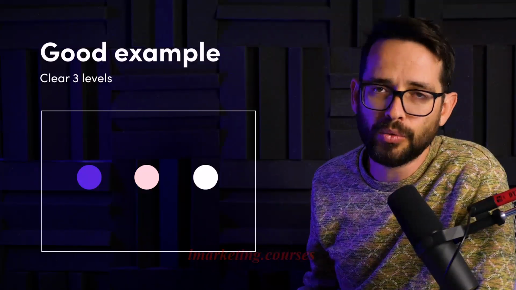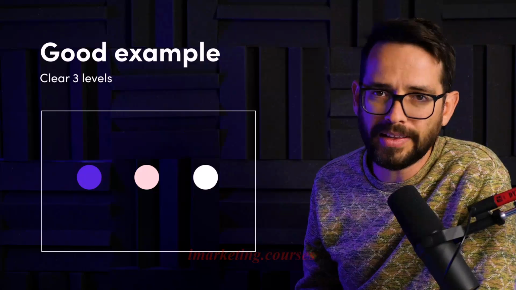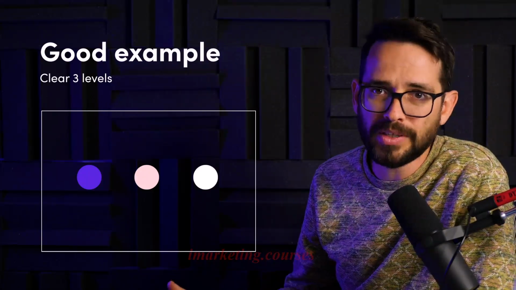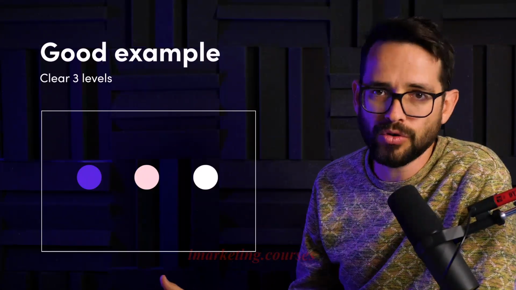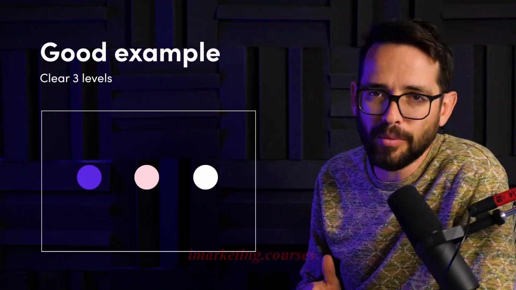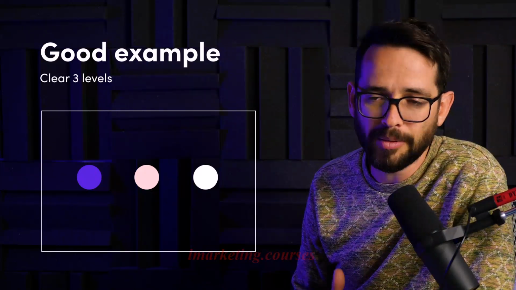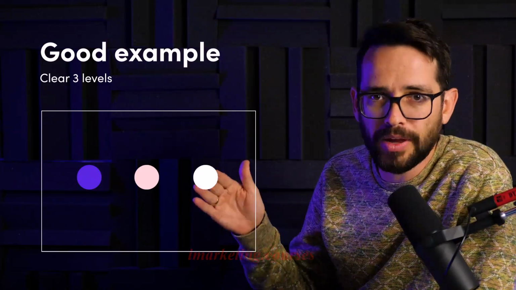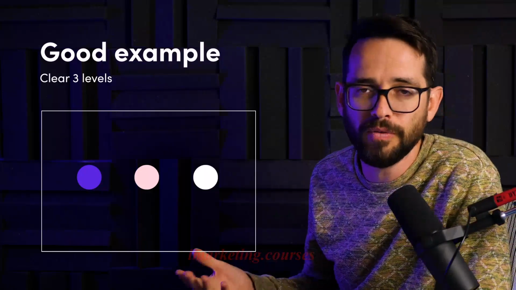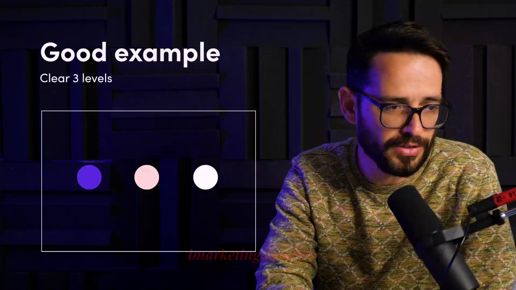Here we have 3 colors. We have purple, then we have a pink, and then we have white. And depending on the background, you can see the white is the most contrasted one in this example. The pink is somewhere in the middle, and the purple, at least on a dark background, is the least contrasted. So it's very clear that we have 1, 2, 3 here. There's no confusion about what is most contrasted with this color scheme.